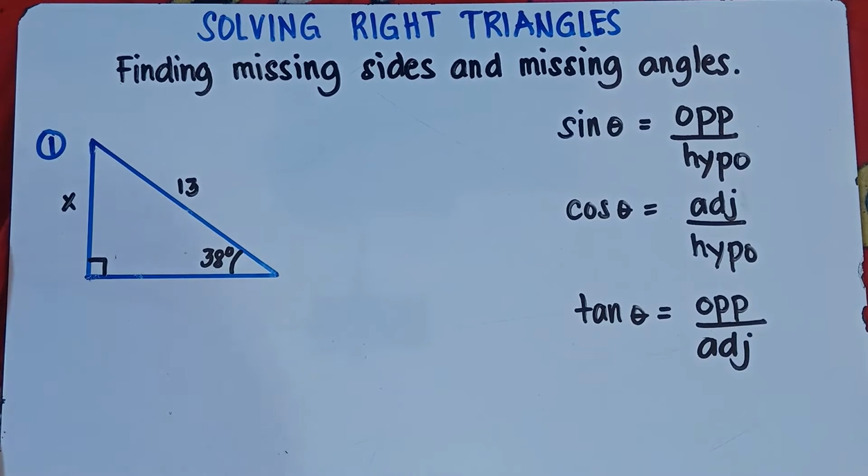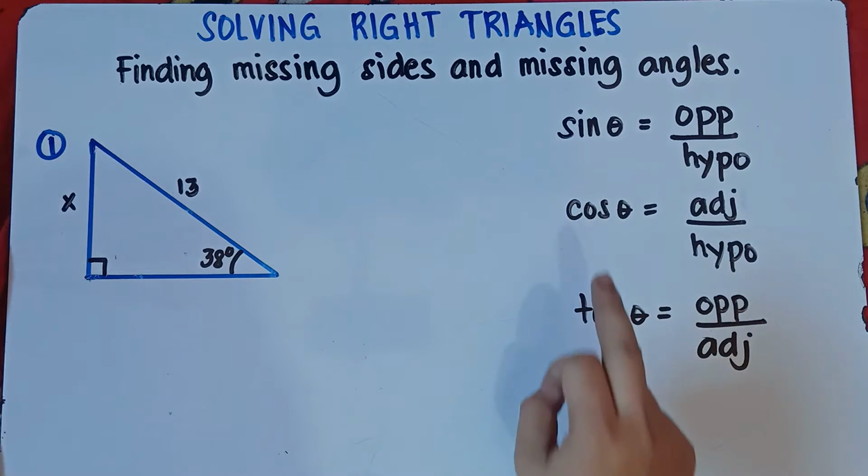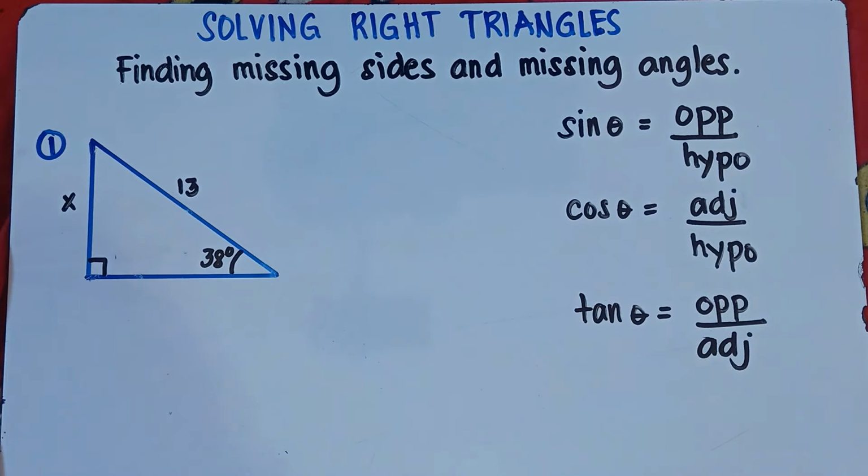Our topic for today's class is all about solving right triangles. And we're told to find the missing sides and the missing angles. So without further ado, let's do this topic. Now to find the missing sides and the missing angles, we'll be using SOHCAHTOA: the sine, the cosine, and the tangent.